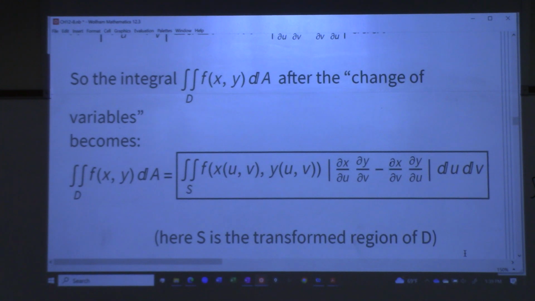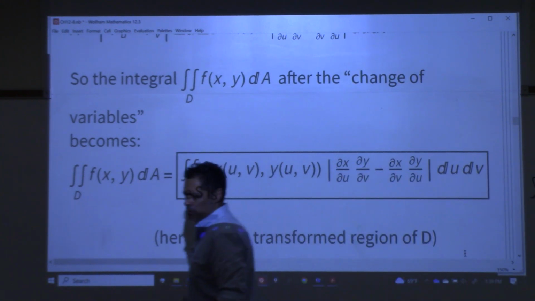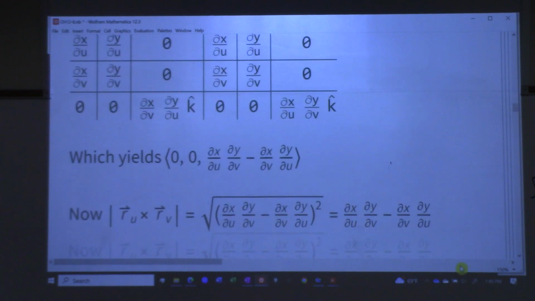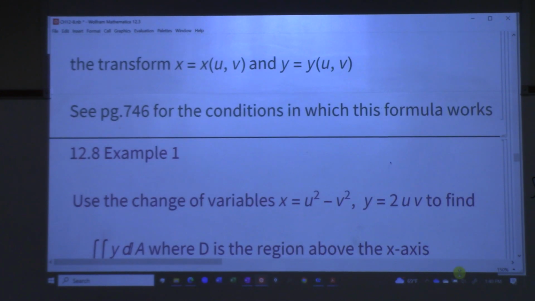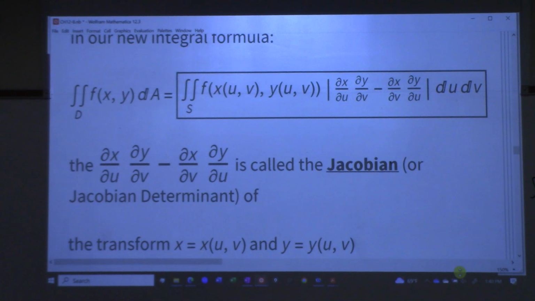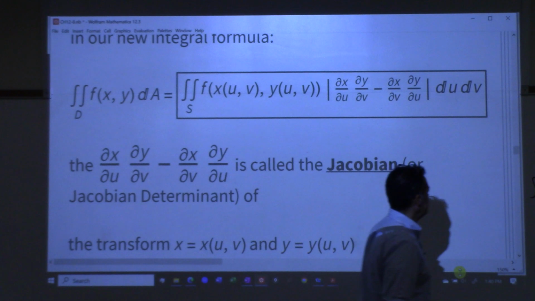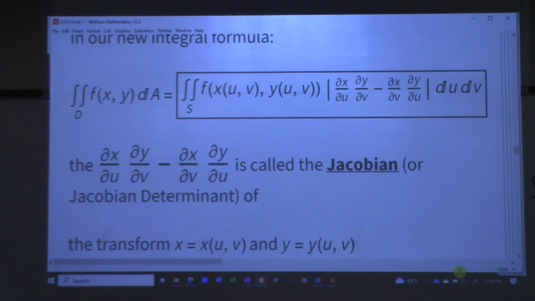Then you have this thing, which is called the Jacobian. It's called the Jacobian or Jacobian determinant, right? You'll hear it different ways. I want to write this on the board because I'm going to need it. Partial x with respect to u, partial y with respect to v, minus partial x with respect to v times partial y with respect to u. And then du dv. There it is.